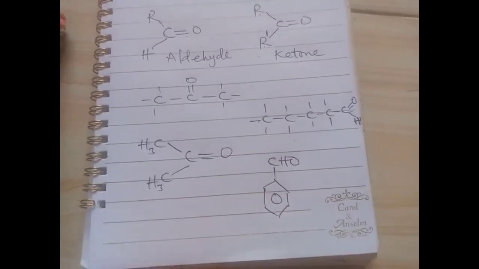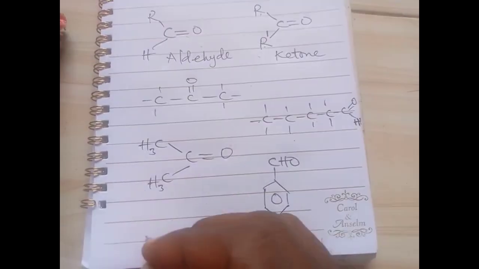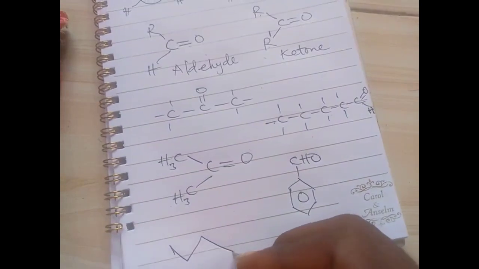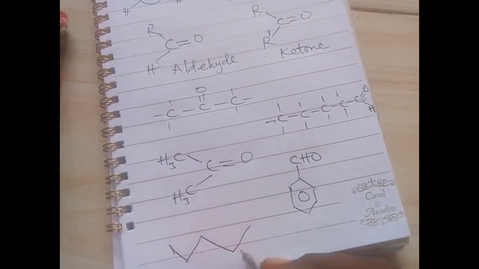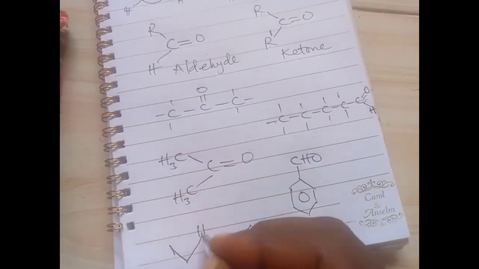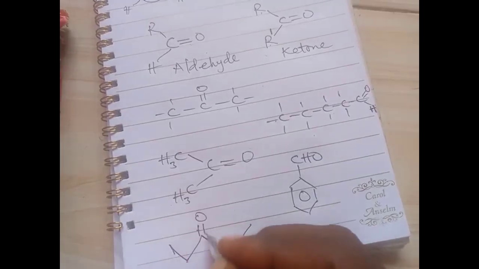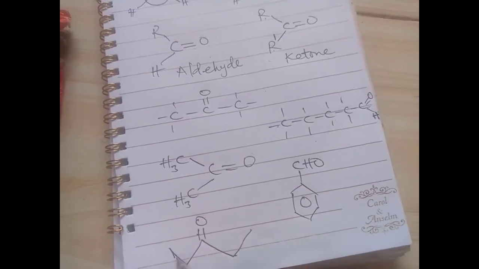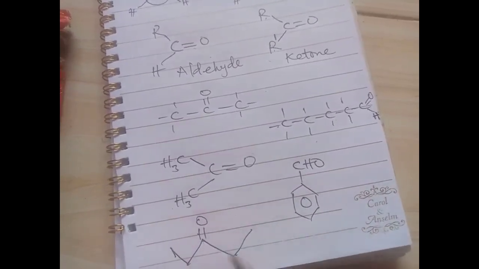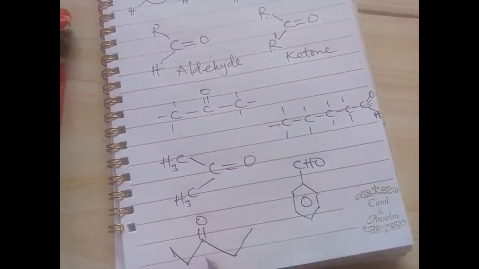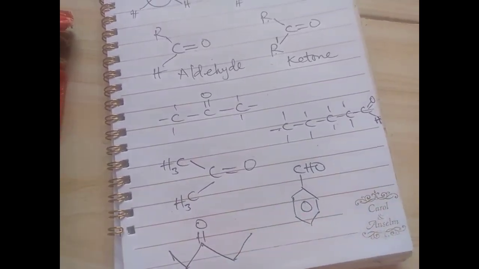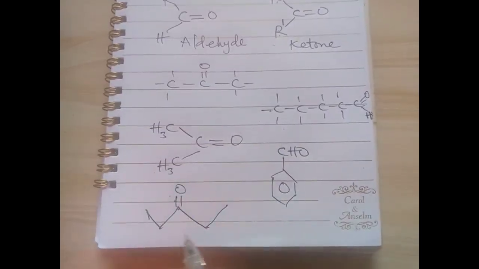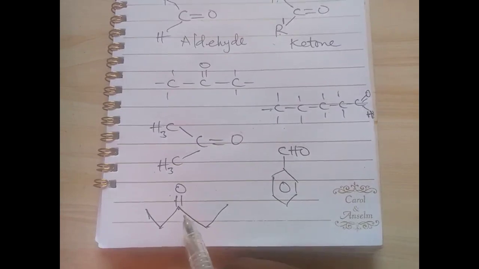Then the last one, pentanetrione. Let's just use this pattern. 1, 2, 3. 1, 2, 3, 4, 5. So at the third carbon atom, you have a double bond. This one is pentanetrione. One carbon atom is here. So at the third carbon atom, that's where the double bond is, the functional group. And this pentanetrione is a colorless liquid. It has the same odor as acetone.